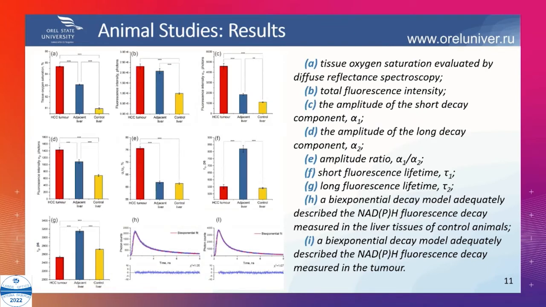The fluorescence intensity measured in the tumors was more than 2 times higher than in the control liver tissues. However, the adjacent liver fluorescence intensity was not significantly different from that of the tumor. The obtained data emphasize the necessity of applying fluorescence decay parameters in addition to fluorescence intensities as a reliable marker to distinguish cancerous and non-cancerous liver tissue.